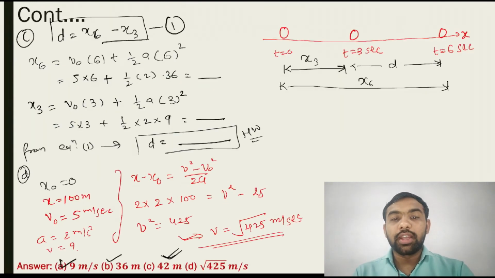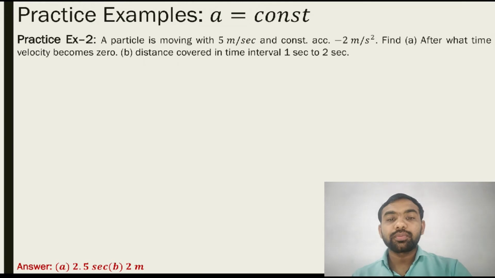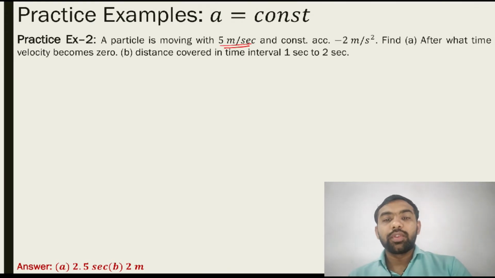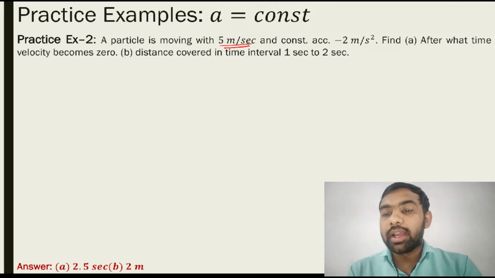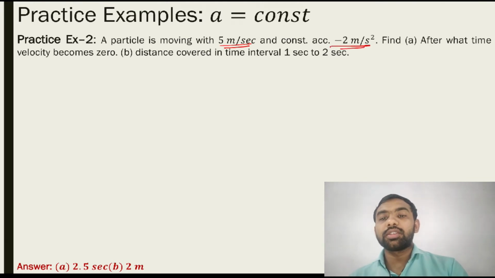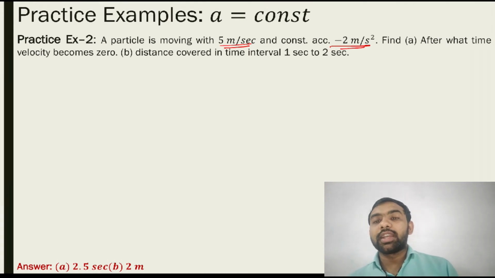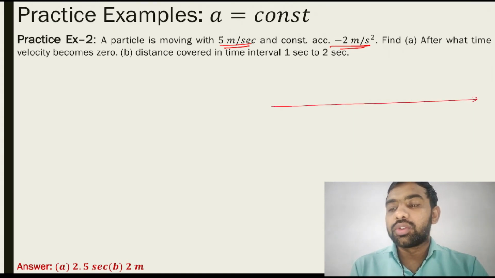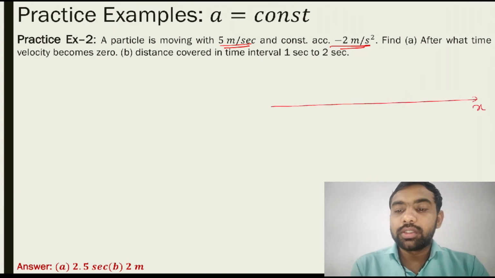Let's see, coming to the second example. Practice example 2. A particle is moving with 5 meter per second at constant acceleration minus 2 meter per second square. See, here the velocity is positive, acceleration negative. It means both are opposite to each other. Let's see, suppose that is the x-axis. Now the object is somewhere here.